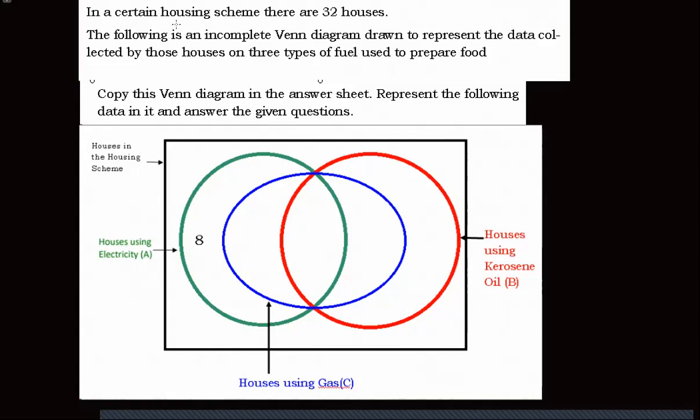Now let's look at the question. In a certain housing scheme, there are 32 houses. So altogether, 32 houses have been surveyed. So where do you put that 32? On the margin of the universal set, or the rectangle. Got it? All right, let's look at what Roman 1 is.